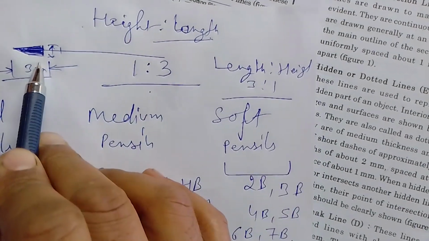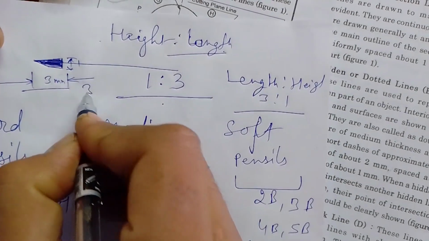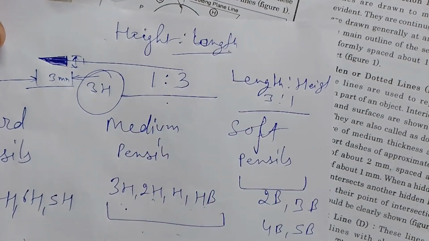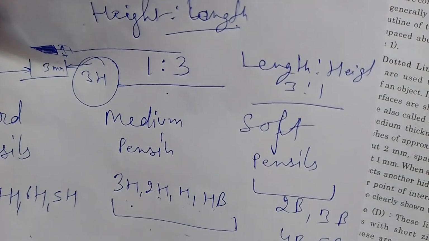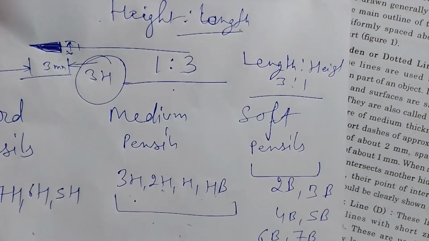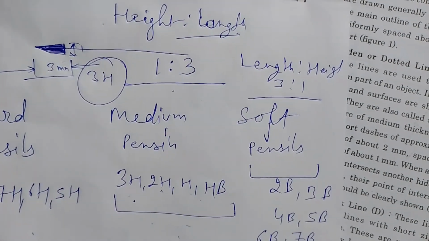Arrow is also drawn by a 3H pencil. It is a thin line, and it is part of the dimensioning line. So this is all about the arrow.